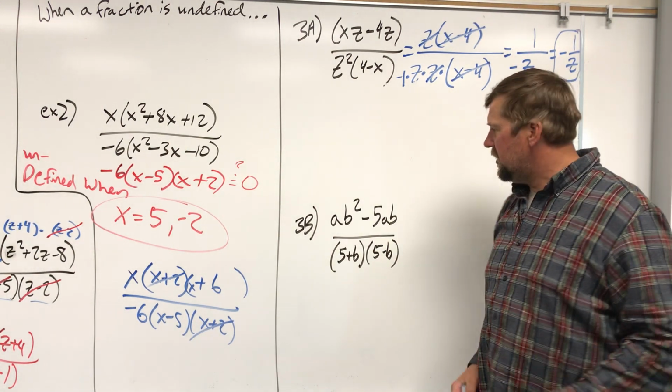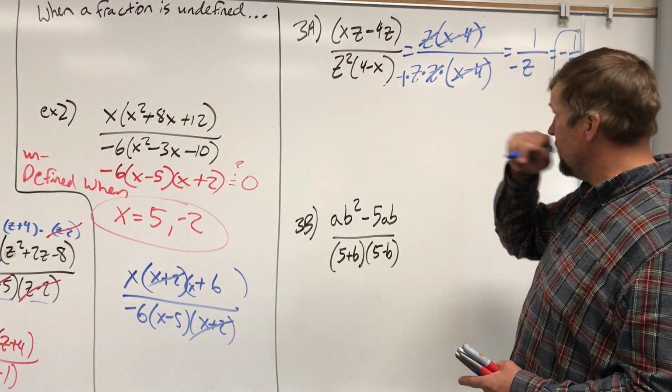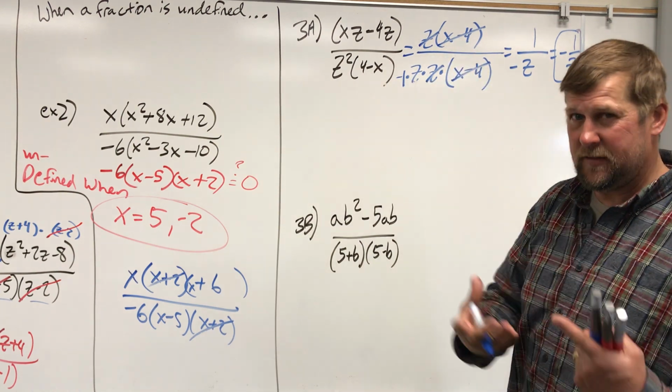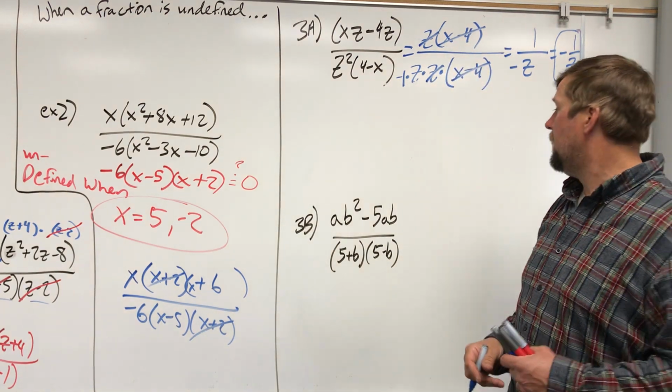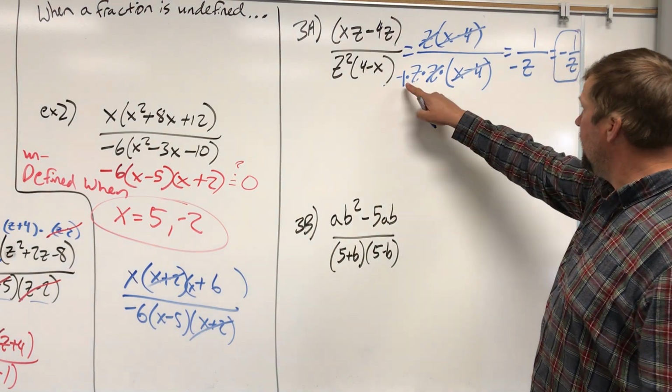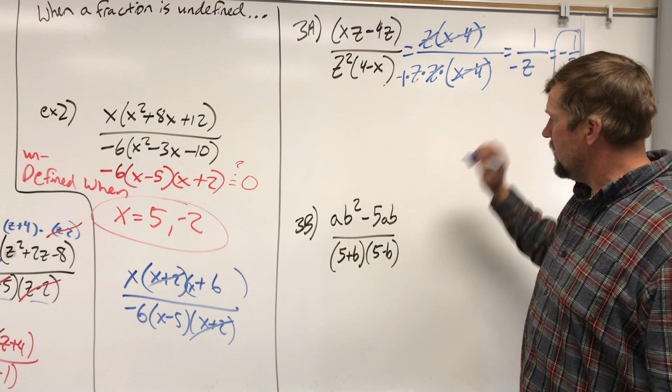Again, just factor and eliminate like factors. If the factors are kind of opposite each other, take out a negative 1. And then you can make them the same. But the negative 1 is still in your answer.